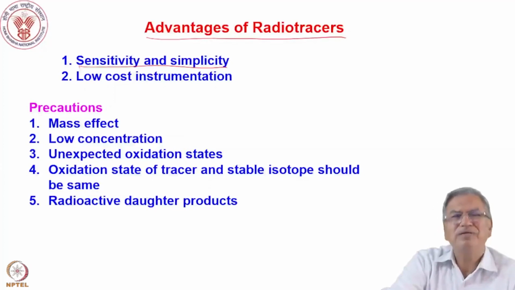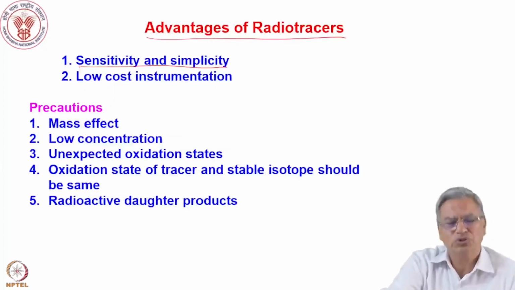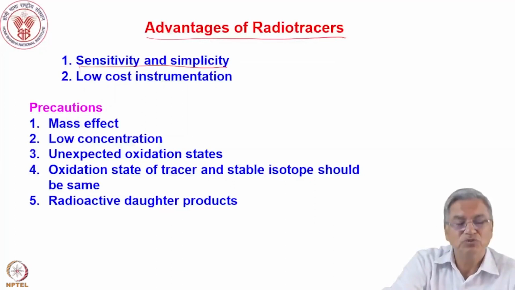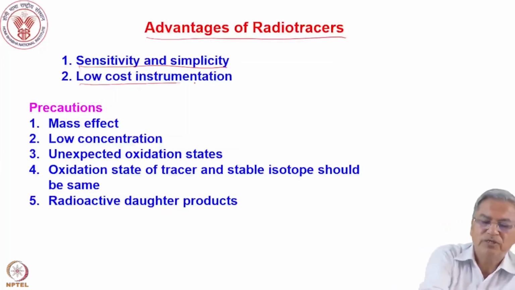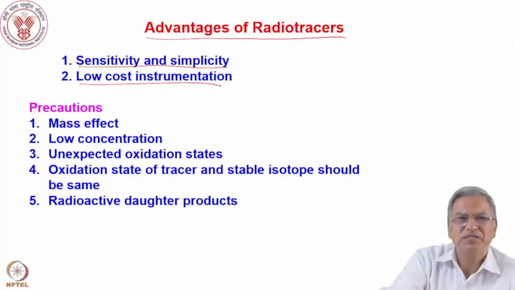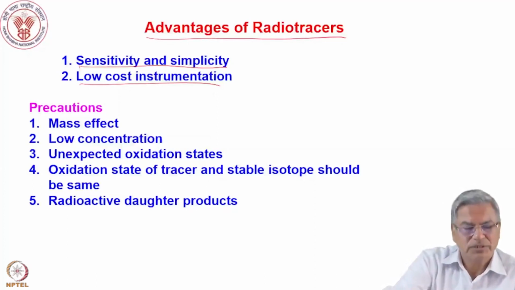They are very simple. Some of the detectors like GM counters and sodium iodide counters are very low cost, so you can carry out even research using these. Low cost instrumentation is one of the important advantages of radiotracer techniques.